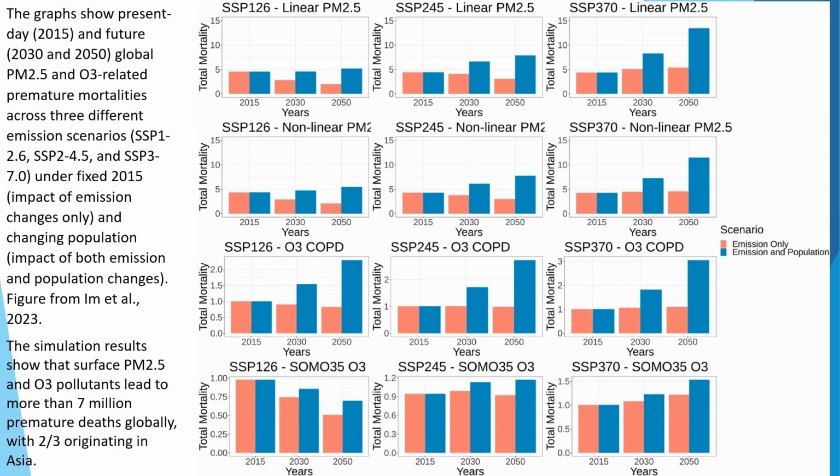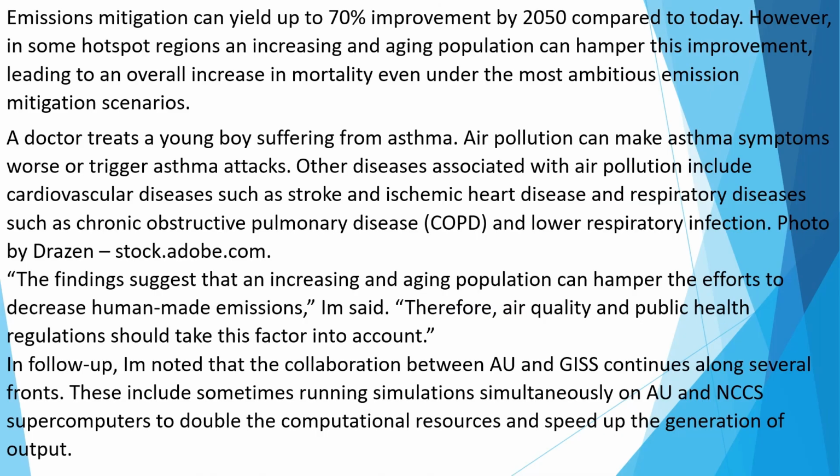The simulation results show that surface PM2.5 and O3 pollutants lead to more than 7 million premature deaths globally, with 2/3 originating in Asia. Emissions mitigation can yield up to 70% improvement by 2050 compared to today. However, in some hotspot regions an increasing and aging population can hamper this improvement, leading to an overall increase in mortality even under the most ambitious emission mitigation scenarios.